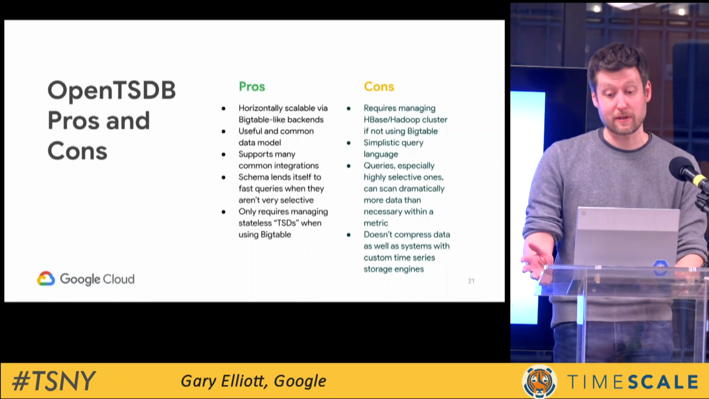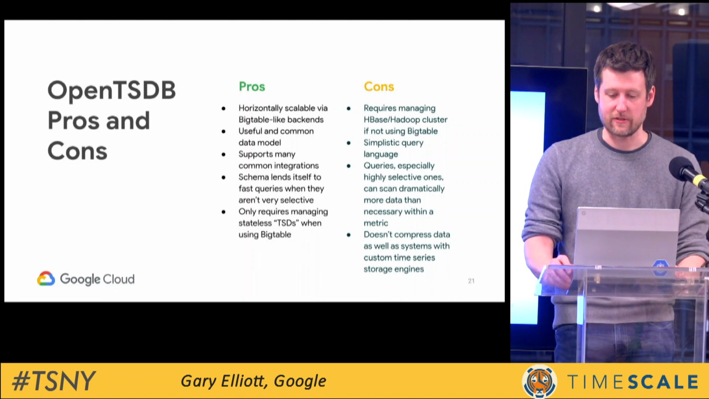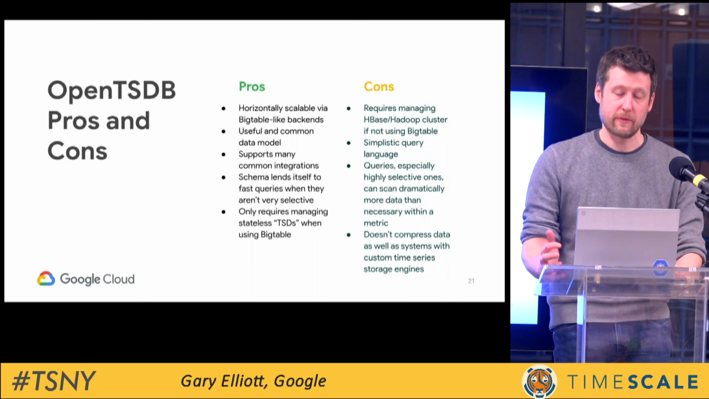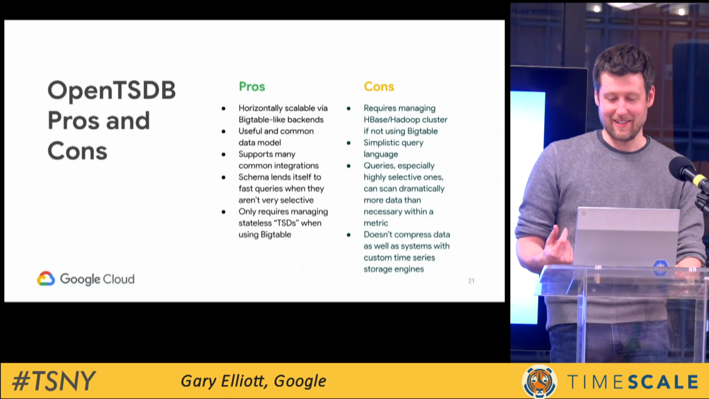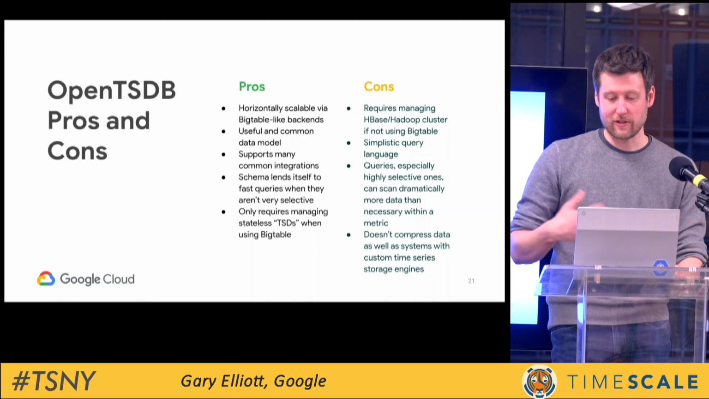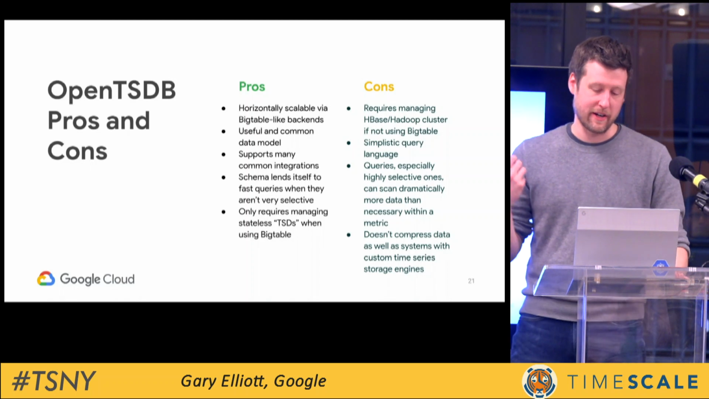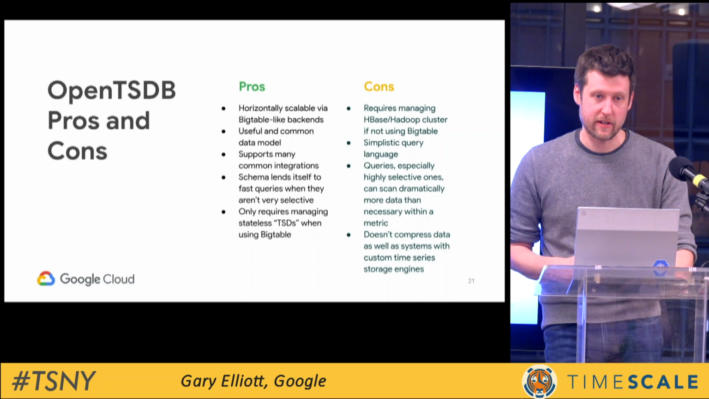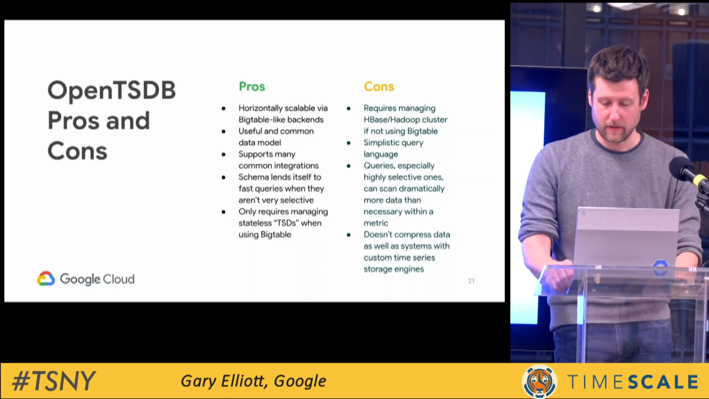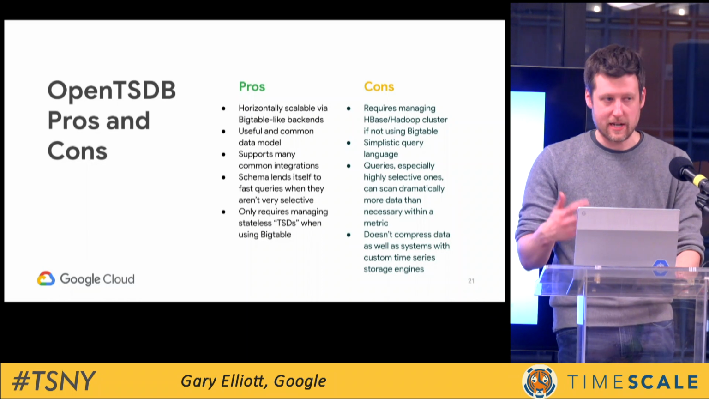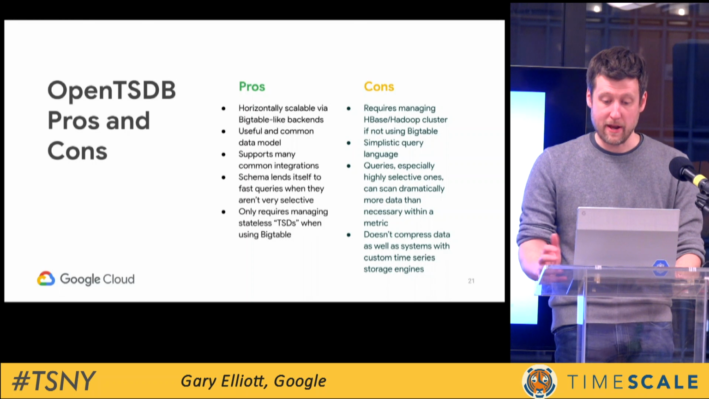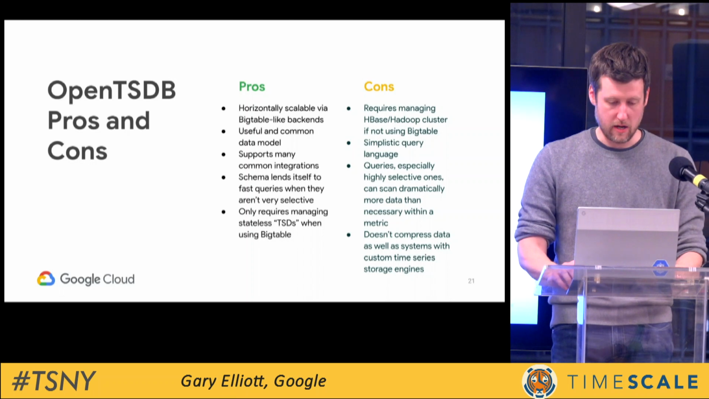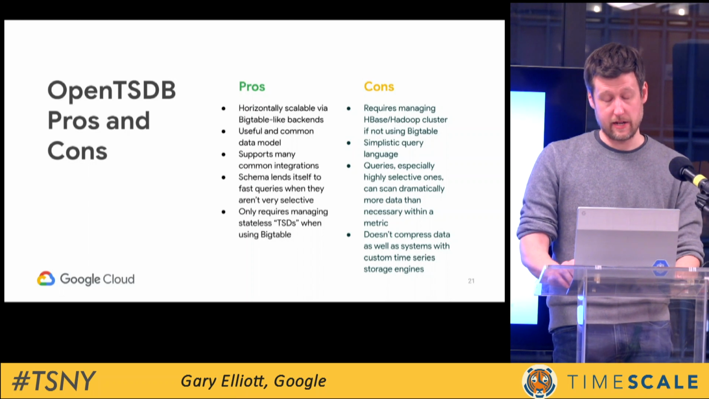Some cons: if you're not using Bigtable, you have to run an HBase Hadoop cluster. This is not great. It has a very simplistic query language. It covers a lot of what you need to do, but it is not a slick query language interface like you're going to get with PromQL or what Influx is doing. And like I said, you can end up scanning dramatically more data than necessary, depending on how selective your query is. There's compression built into HBase, but you can probably get better compression with custom time series storage engines that can take advantage of particular aspects of time series data. So you might be able to squeeze more data into a different type of system.